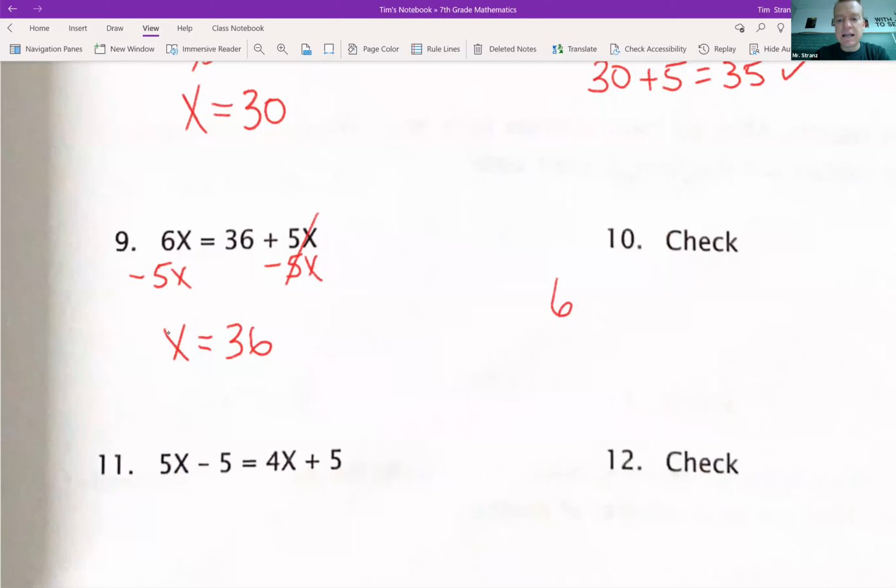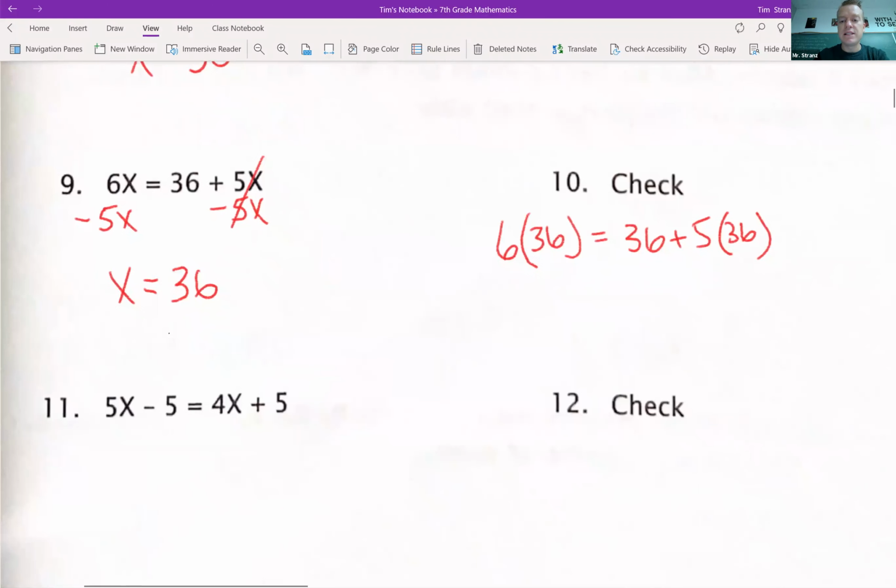If I do 6 times my answer, because that's what x is, 36, we need to find out if that is going to equal 36 plus 5 times 36. Okay, 6 times 36, we got 6 times 6 is 36, carry 1. 6 times 3 is 18, plus 3 is 216. Does that equal 36 plus 5 times 36? Well, you already know, yes, it's going to, because 5 times 36 plus another 36 is 6 times 36.